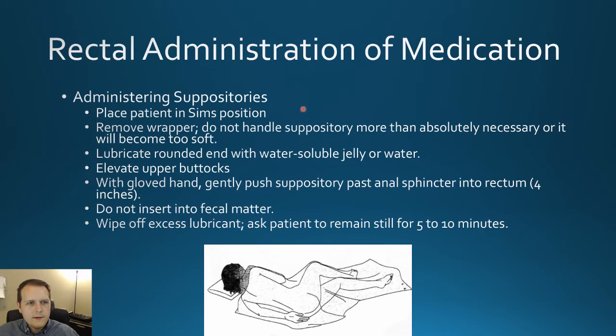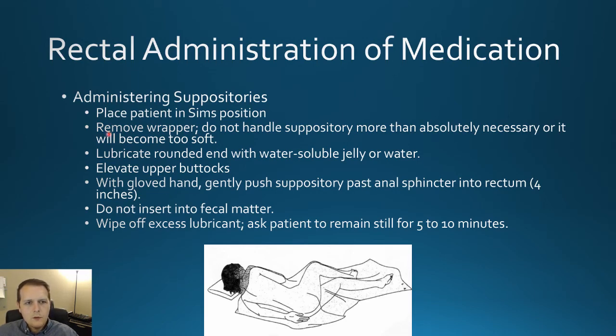Now, when you're using a suppository, basically you want to first place the patient in a Sims position, and what that means is you're going to have them lying on their left side, and then they'll have one leg kind of draped over the other, and this will allow for easier access to the rectum. This is done frequently for things like rectal exams. It's done for drug administration, lots of reasons.